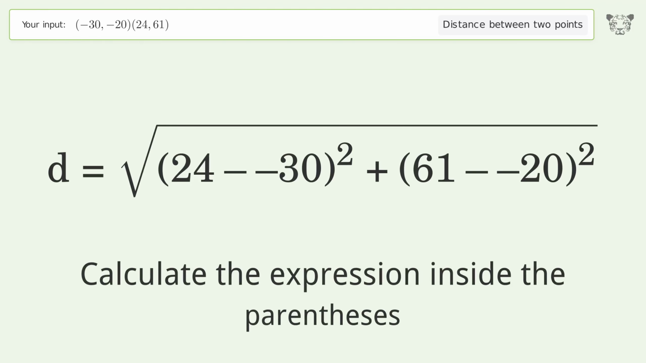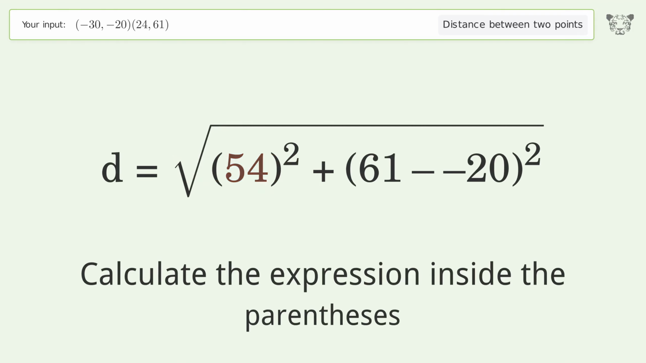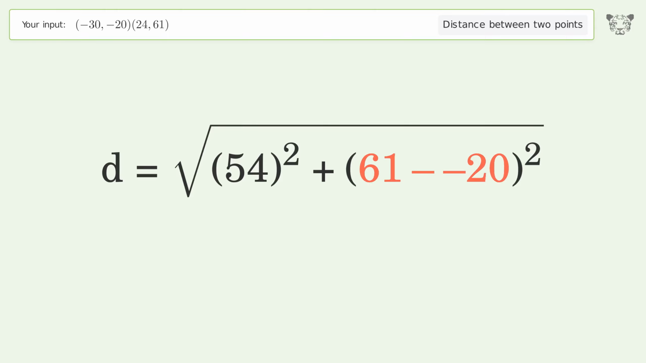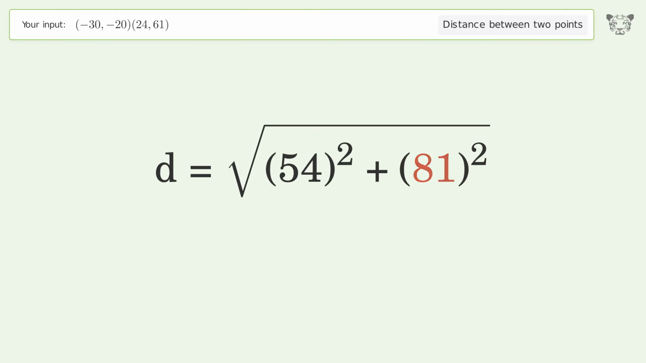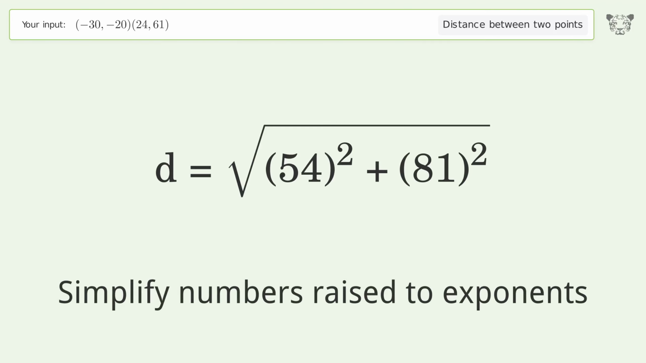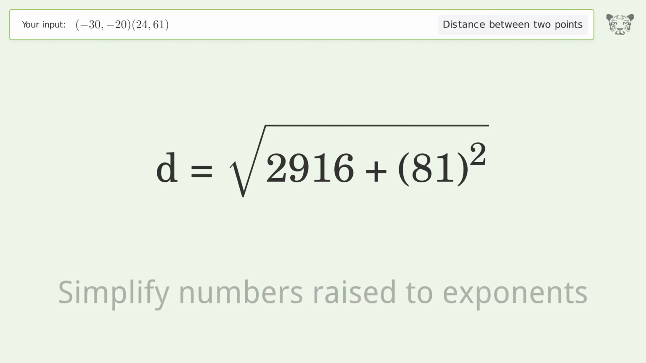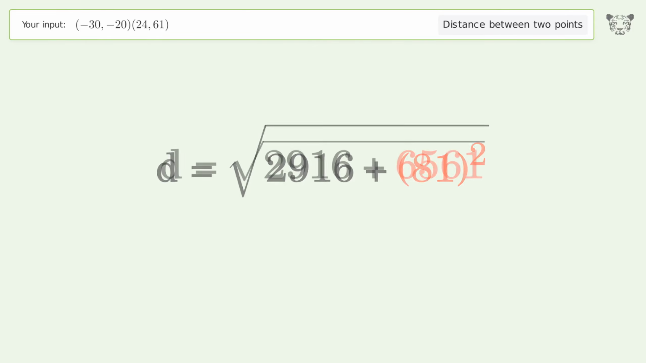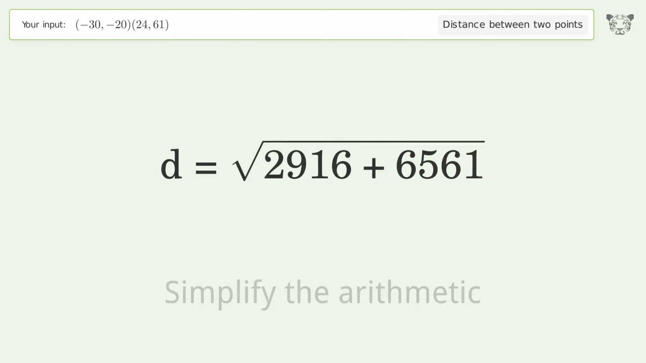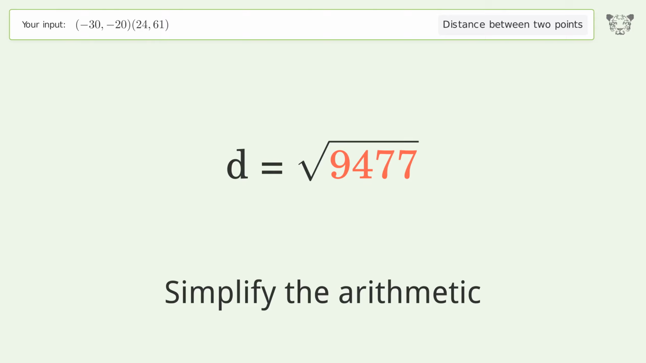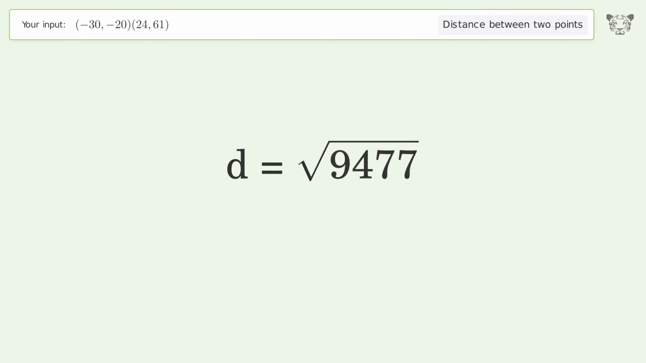Calculate the expression inside the parentheses. Simplify numbers raised to exponents. Simplify the arithmetic. And so the distance between the 2 points is the square root of 9,477, or 97.35.